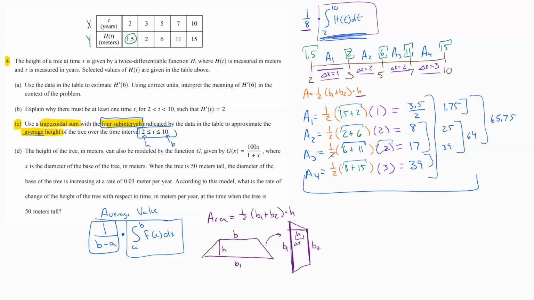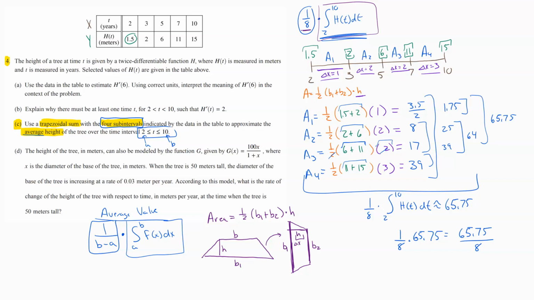So right now what I have is the integral from 2 to 10 of h of t dt is approximately 65.75. And now my last move here is I need to go ahead and just multiply that by the 1/8 from up above. So then that's going to be times 1/8. So I'm going to get 1/8 times 65.75, which I would just write as 65.75 over 8, since they don't give us a calculator to use on this section.